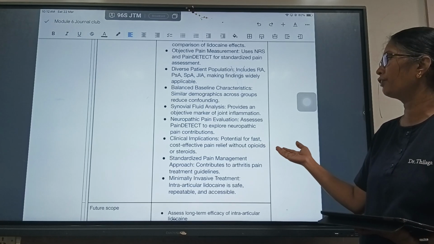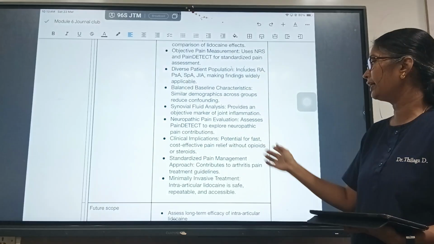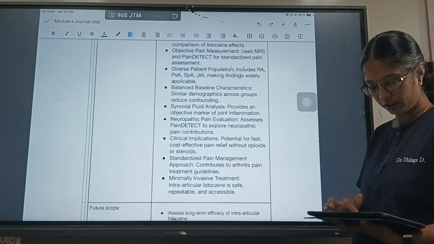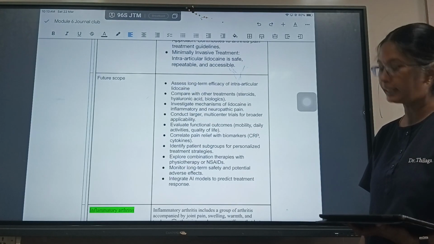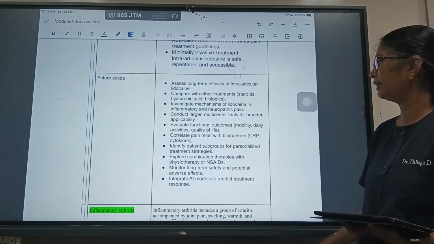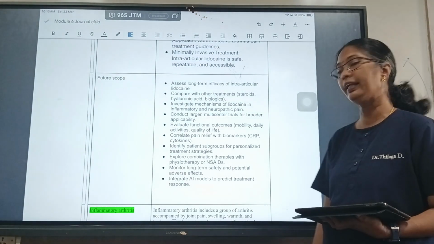Clinical implications: it has the potential for fast, cost-effective pain relief without opioids or steroids. A standardized pain management approach can be followed, and it is a minimally invasive treatment. The future scope is that they can assess long-term efficacy of intra-articular lidocaine, compare with other treatments, monitor long-term safety, and potentially integrate AI models to predict treatment response.